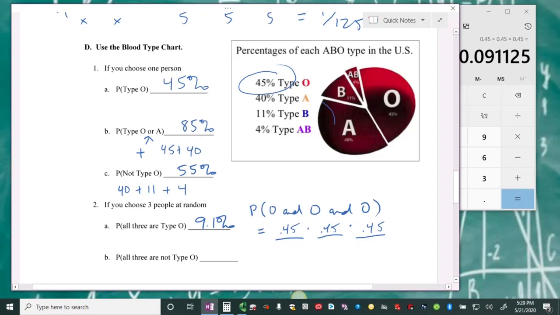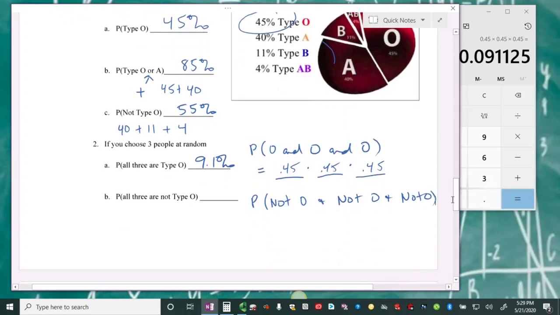Part B also has multiple events, so we've got all three, but this time we want all three not O. So this would be the probability not O, and not O, and not O. Putting this together, again, I want the multiplication principle. So the first one's not O, the second one's not O, and the third one is not O.